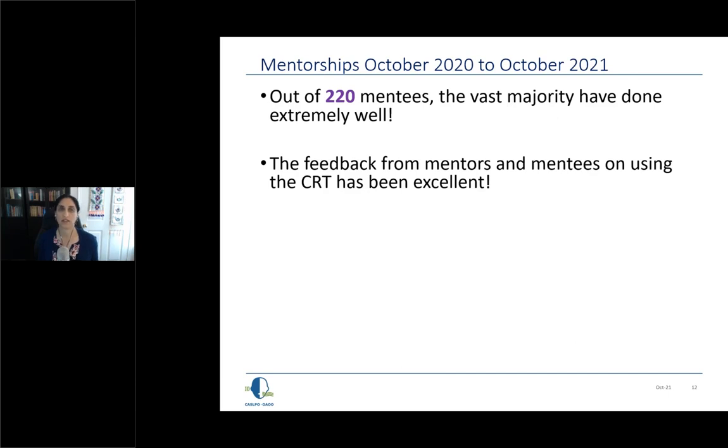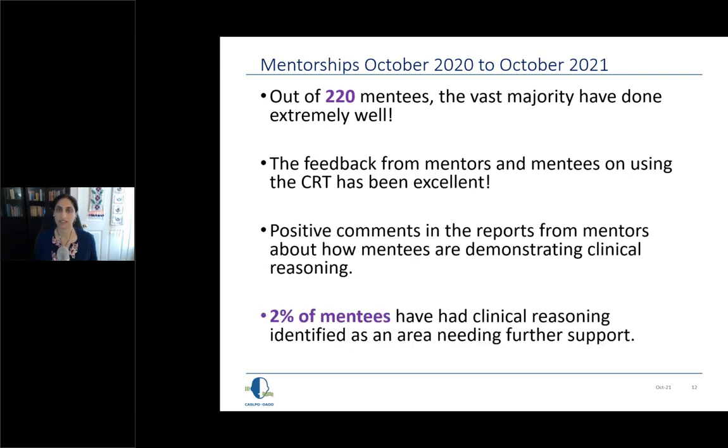So looking at mentorships that have happened since last October, over the last year since we introduced the clinical reasoning indicator and the tool, we've had 220 mentees in this last year. And it's really nice to report that the vast majority have done extremely well in this area. The feedback that we've received from mentors and mentees on using the clinical reasoning tool has been really excellent. And we've seen some very positive comments in the reports that we review from mentors on how mentees are demonstrating clinical reasoning. So that's been really wonderful to see.